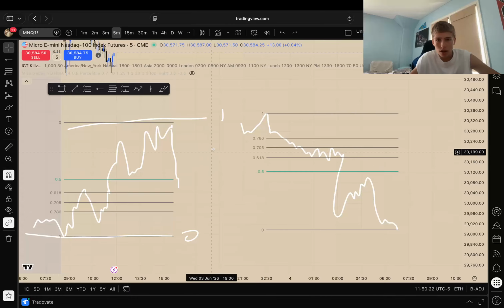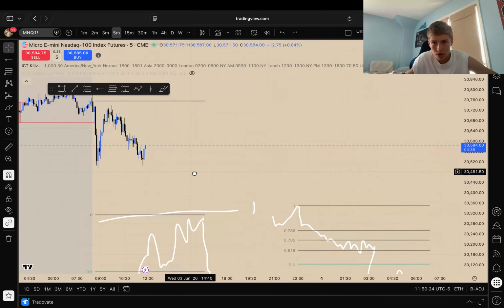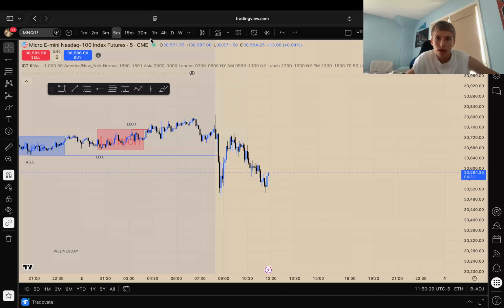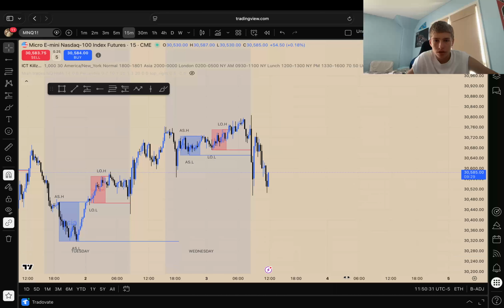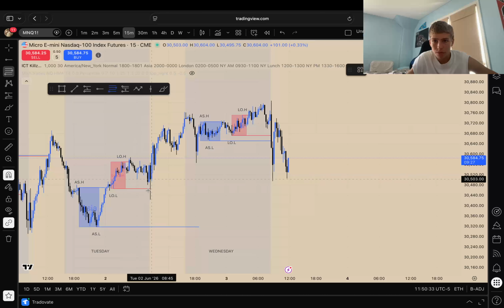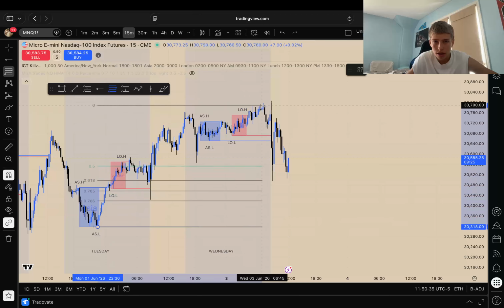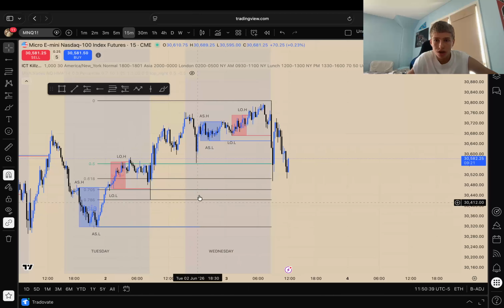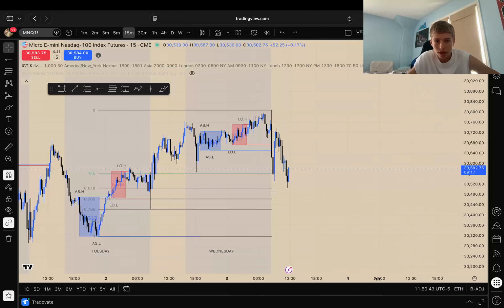When you mark it out in a graph, there are internal and external ranges, and I'm not going to get into too much of that, but it's pretty simple. The external range would be from this low to this high. The reason this is the external range is because it is the whole range which we're trading within, right? The internal range would be something like this, for example.